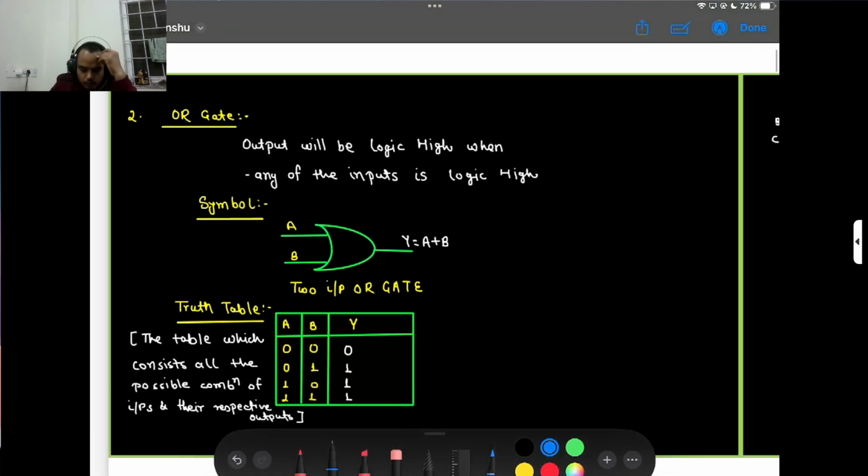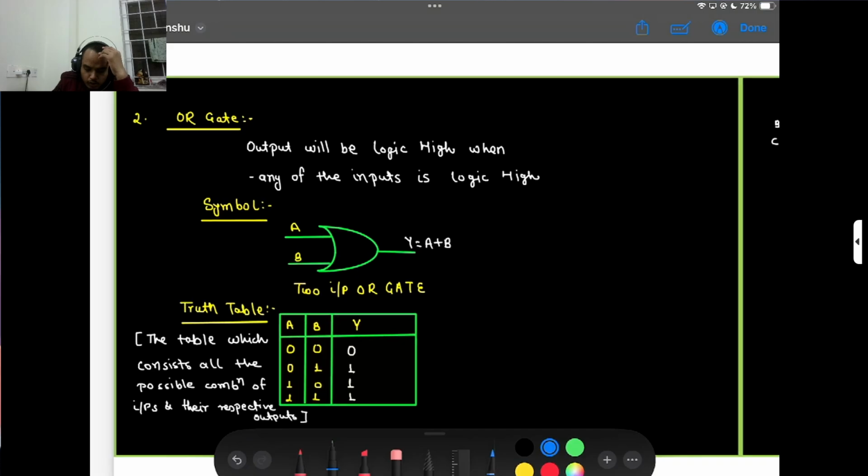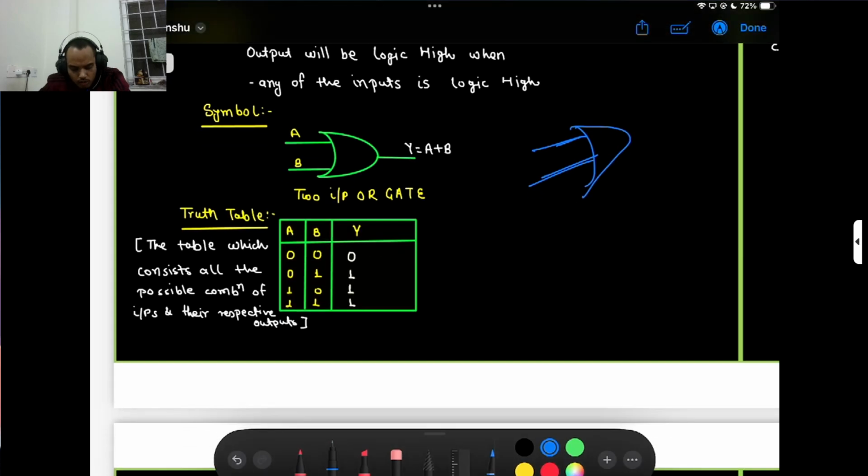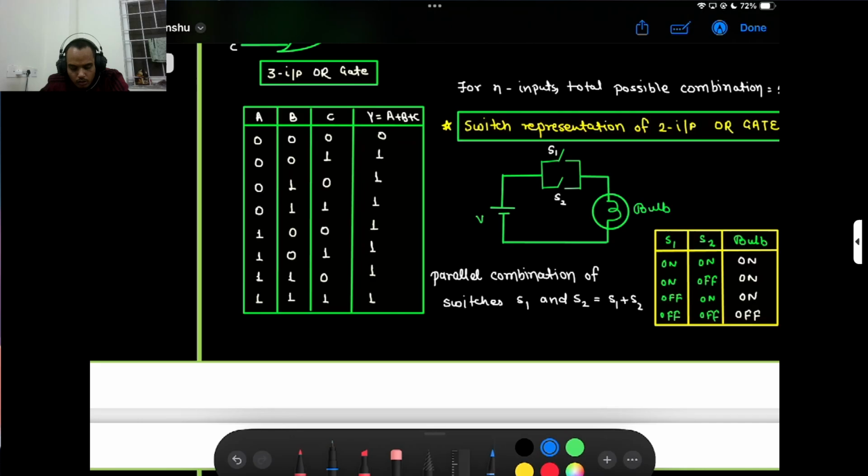Here is the OR gate. The output will be logic high when any of the inputs is logic high. Here is the symbol, the inputs are A, B, and the output Y is equal to A plus B. And my truth table is here. If any input is 1, then my output is 1. If all inputs are 0, then my output is 0. So this is the OR gate.